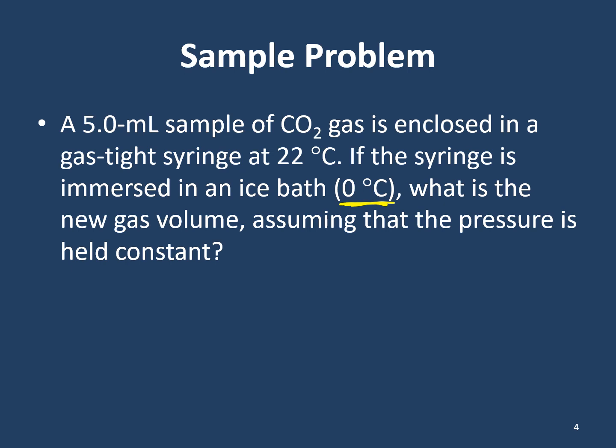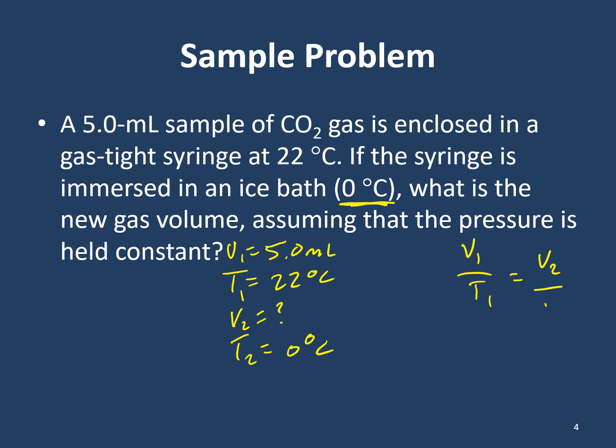is held constant, right? So I have 5.0 milliliters. I'm going to call that V1. I'm being asked for V2 in the problem, and we know T1 is 22 degrees Celsius. V2, again, what we're trying to solve for, and T2 is 0 degrees Celsius. Now, before I do anything, we have our equation V1 over T1 is equal to V2 over T2, but I cannot use it yet because these temperatures are in Celsius. I need to first convert to Kelvin.